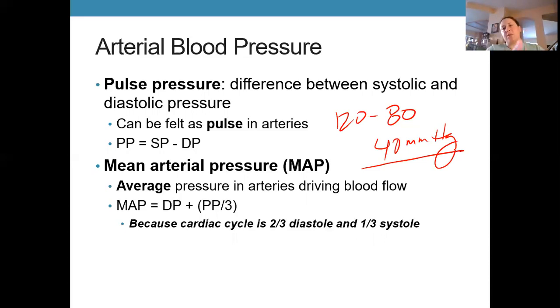So one of the easiest pulse points is the radial artery. It's on the inside of the wrist, just below the thumb. And if you press the fingers of your other hand against that, you should be able to feel a pulse.